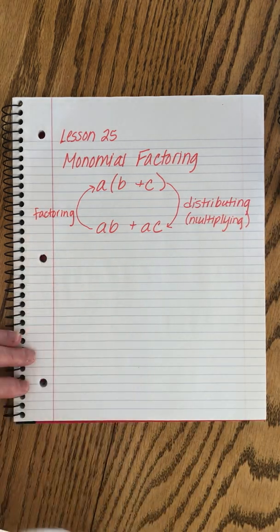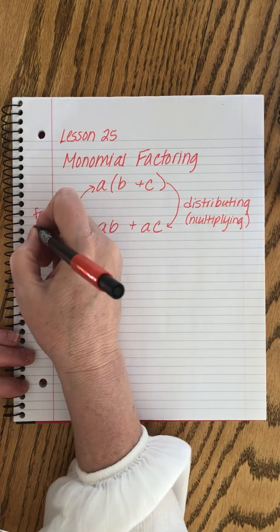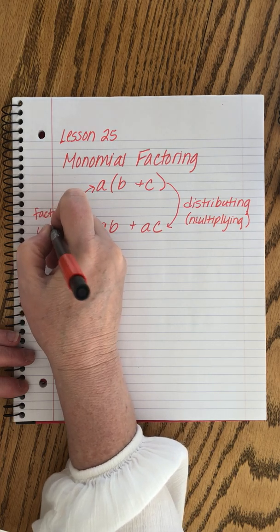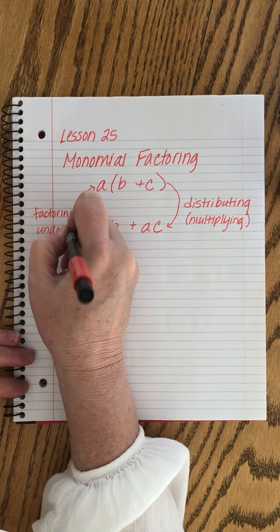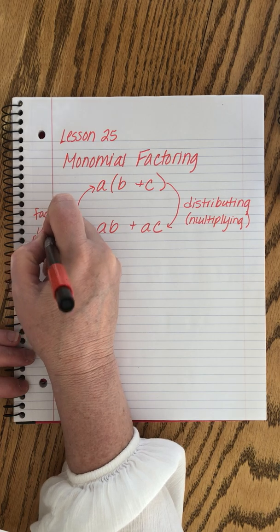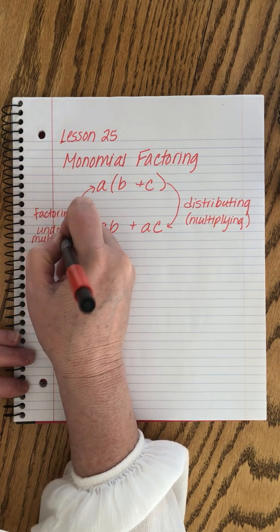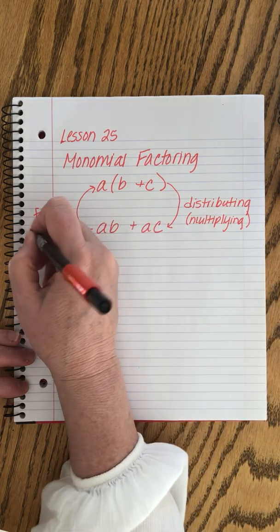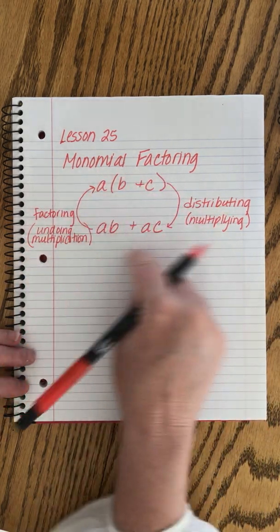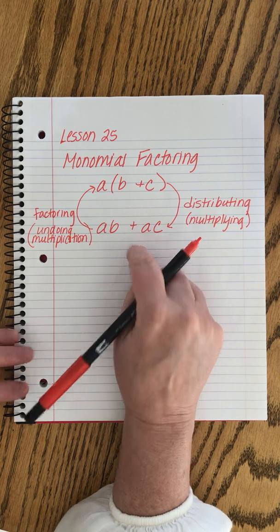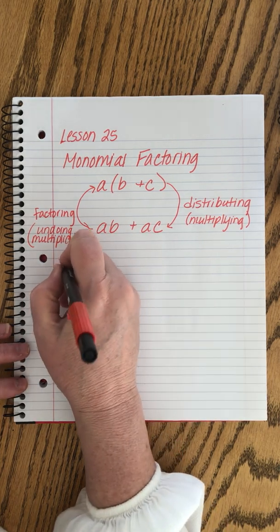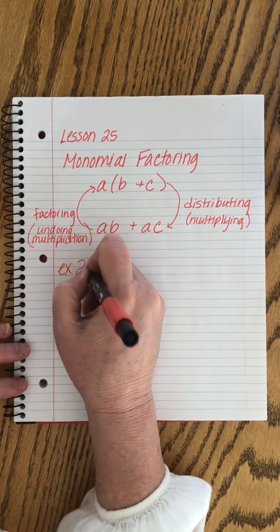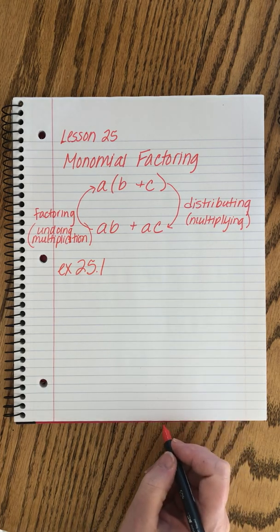And so factoring, I don't think of it as division, but I think of it as undoing multiplication. Okay, so if you can kind of keep this picture in your head, that will make this fall into place quite quickly. Let's look at an example.